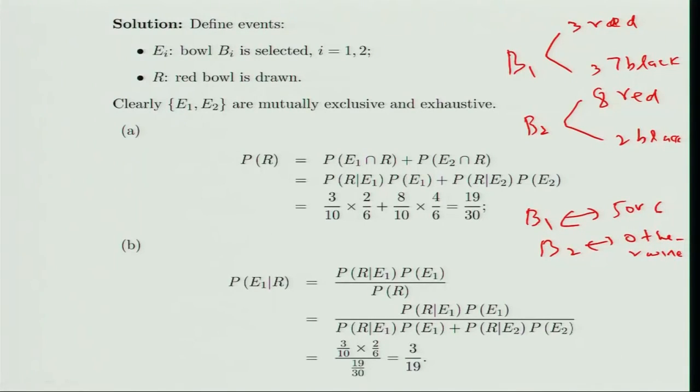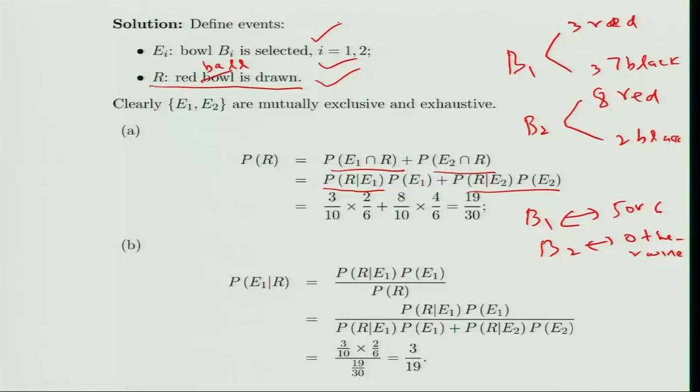So I define Ei as the event that ball Bi is selected, and R as the event that a red ball is drawn finally. Let us look at what P of R is. Now how is the ball selected? It is selected based on the outcome of casting a die. So probability of R is the same as probability of E1 intersection R plus probability of E2 intersection R, which can be written as probability of R given E1 into probability of E1, plus probability of R given E2 into probability of E2. So this is a red ball, not a red bowl. I define Ei to be the event that ball Bi is selected.